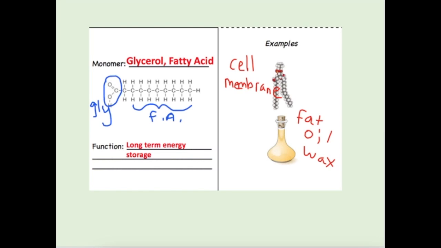And that basically wraps up all of our biomolecules.